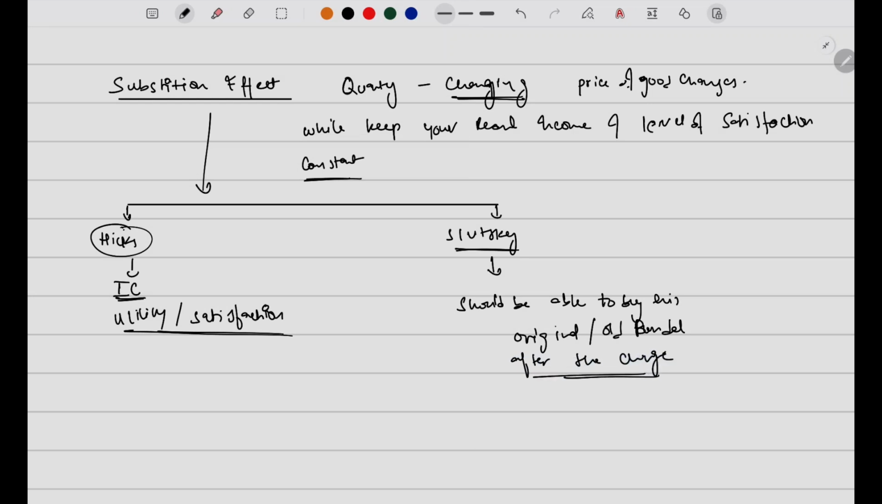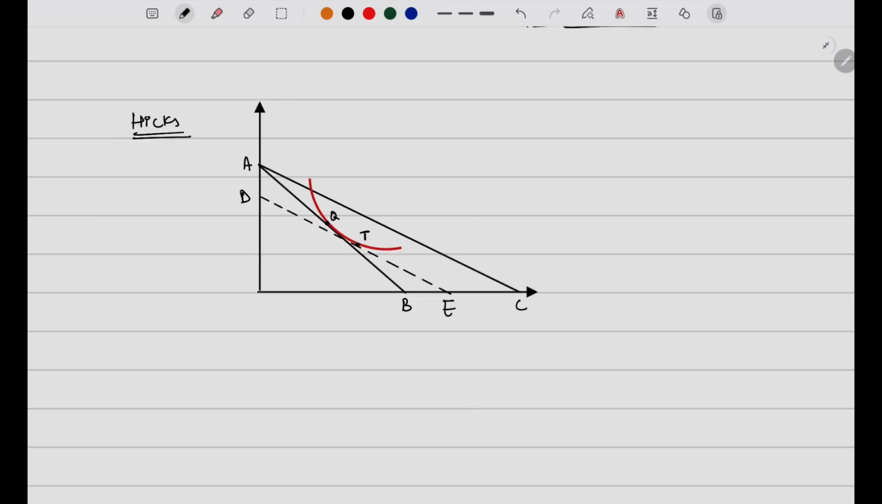Here we are talking about only the substitution effect. We are not talking about the total effect of the change in the price of a good. We are talking only about the substitution effect here. So under Hicks we keep our utility constant, and under Slutsky we keep the purchasing power, or real income, constant. We will come to both of these individually, and we will see what they said and what the important concepts underlying their substitution effects are. So now let us understand what Hicks substitution effect is using a diagram.